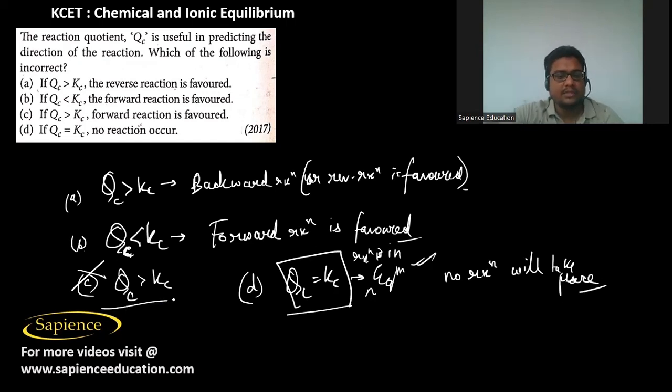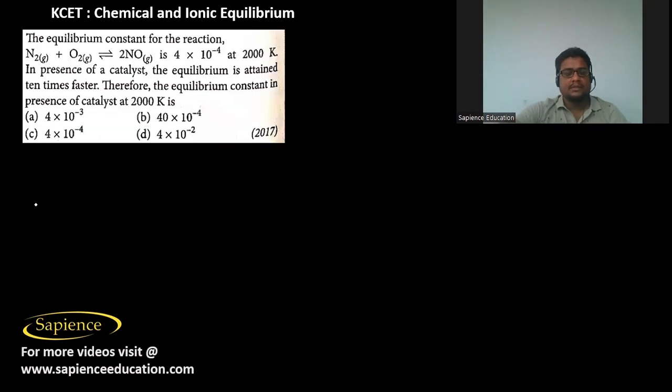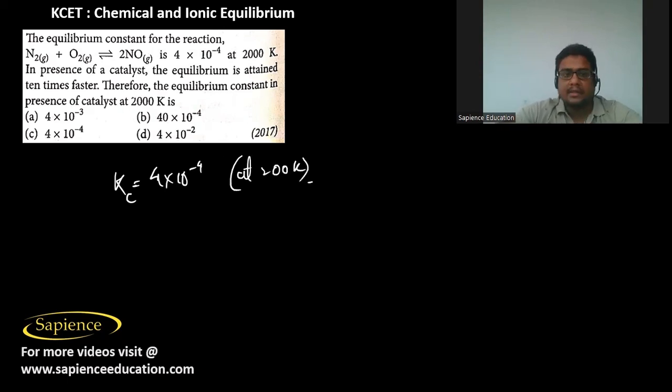That means that option C is the incorrect statement. Option C is the correct answer. And here it is told the equilibrium constant of this reaction is 4 into 10 power minus 4 at 2000 Kelvin. Now in presence of a catalyst, the equilibrium is attained 10 times faster. Therefore, the equilibrium constant in the presence of catalyst at 2000 Kelvin is.